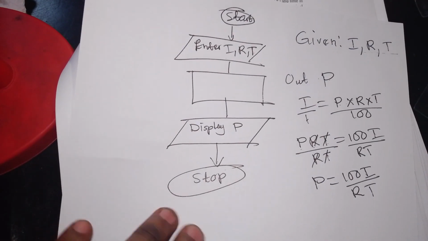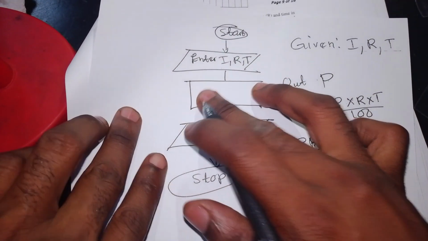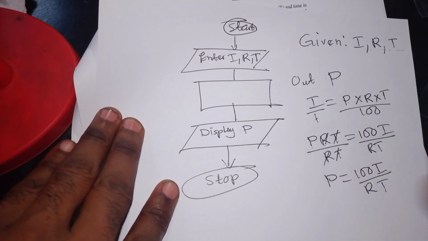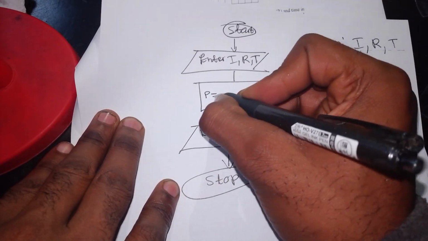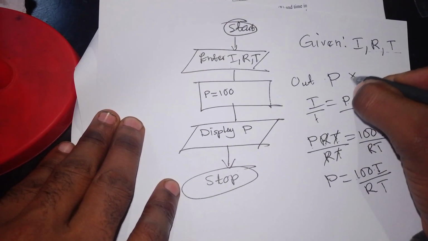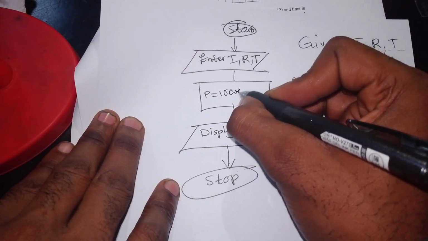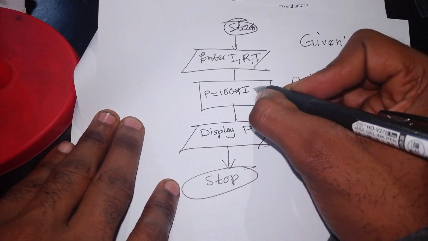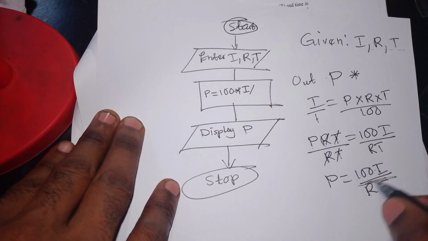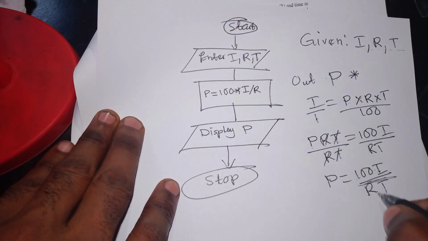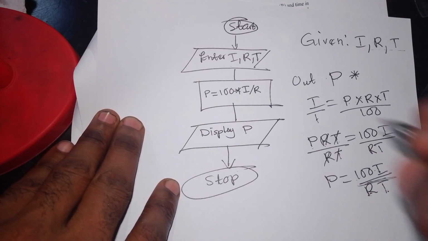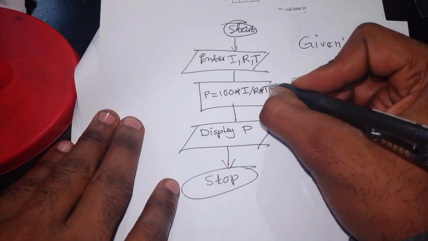R times T. Now, when writing this equation there, you don't write it the way you write in your books, because your computer may not understand this. So what you write instead is P is equal to 100 multiplied by I, and then divided by R. You can't write it as RT, or else your computer will treat this as a single quantity. So you say R multiplied by T, and you're done.